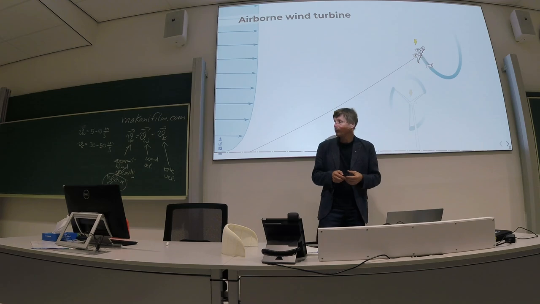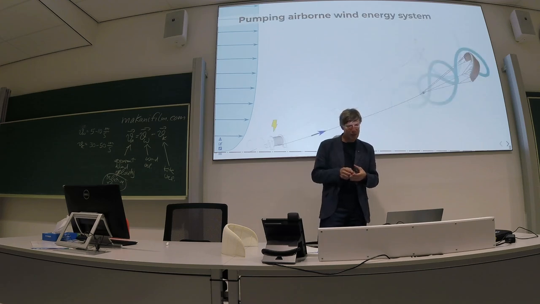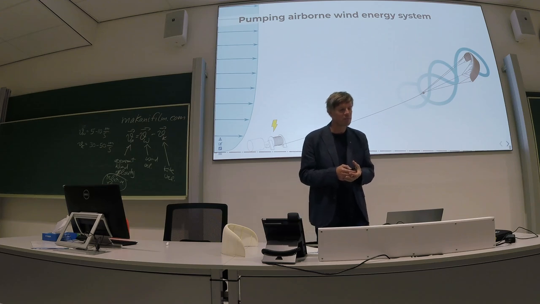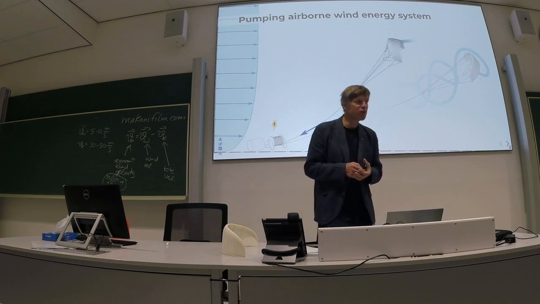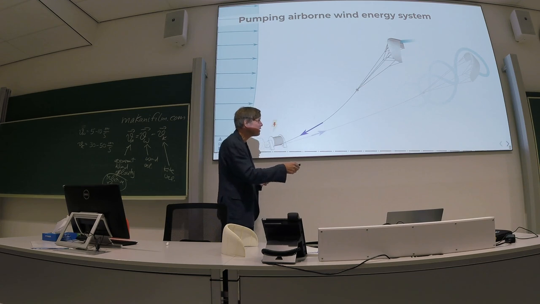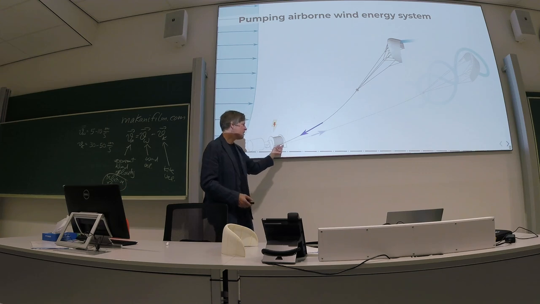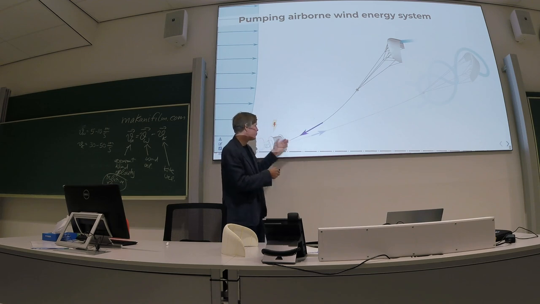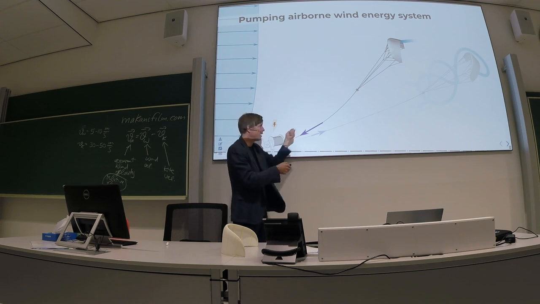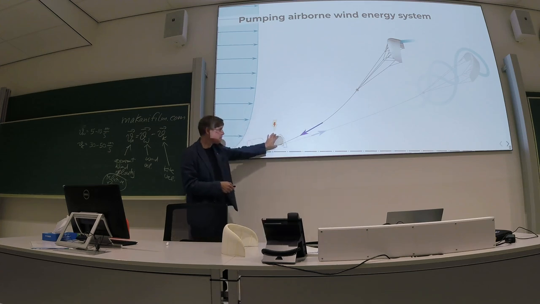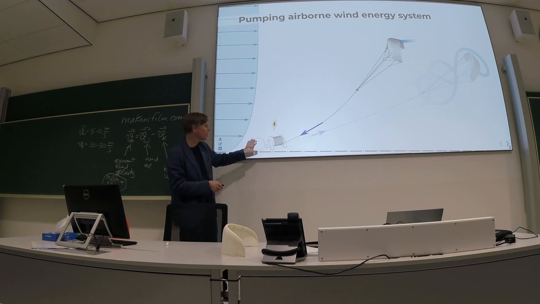So we'll have a break in 5 minutes. And then next I want to go to another concept, the so-called pumping airborne wind energy system. Why pumping? Because we have two phases. We have a reel out phase where the kite pulls the tether from a drum, and a reel in phase where the drum pulls the tether back, and with the tether also the kite. The drum here is connected to a generator.